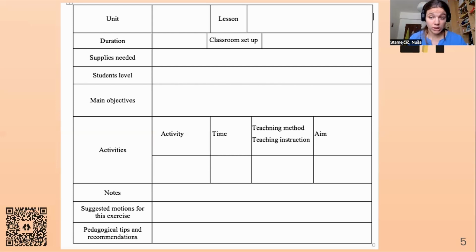When we talk about the motions themselves, I will give you a clear example where this comes into play.